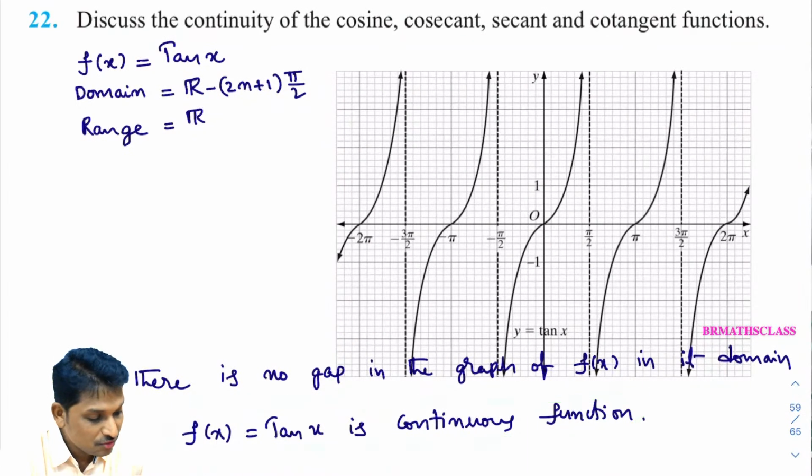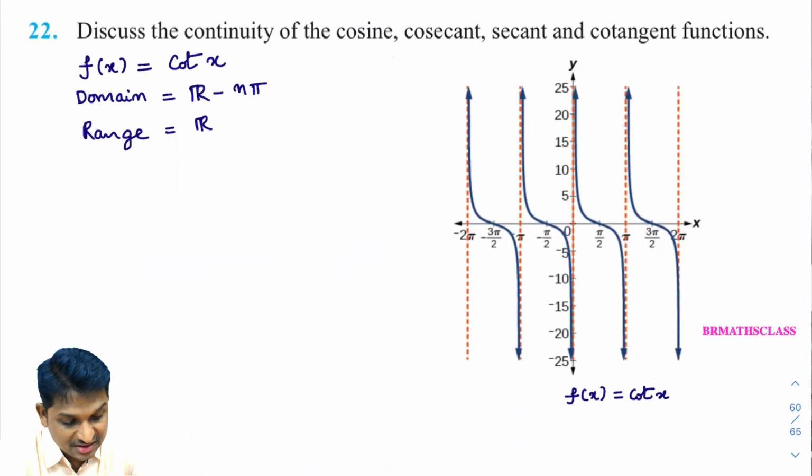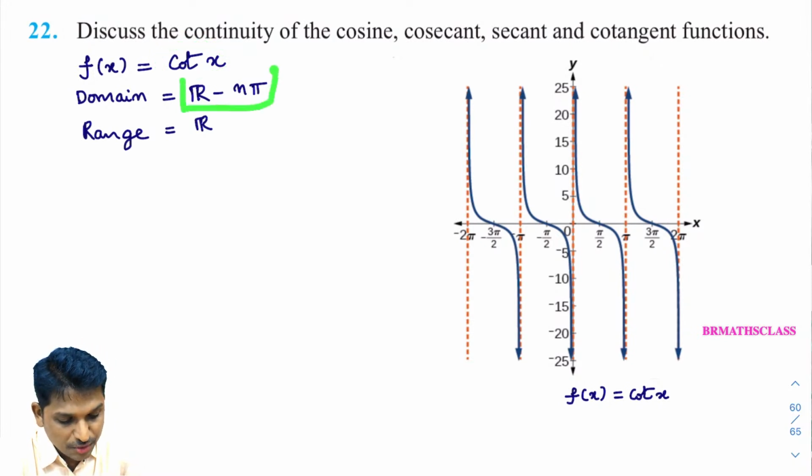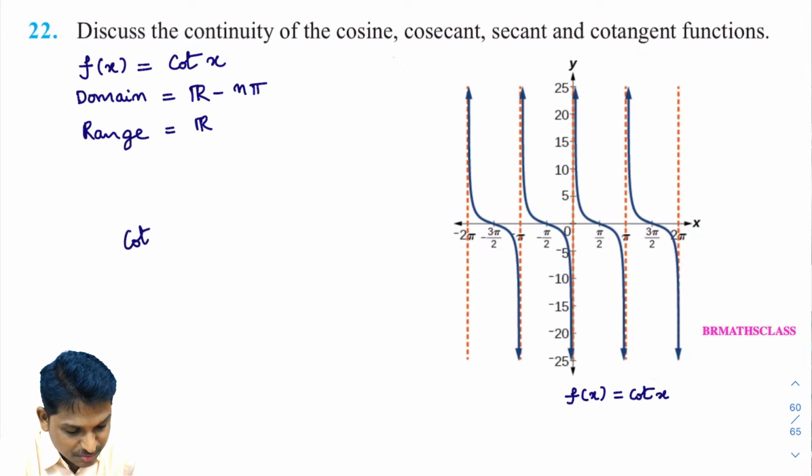Okay, now we'll move to the next one. What is this? This is cot. I am discussing continuity of the cotangent function, cot x. What is the domain of cot x? Domain of cot x is all real numbers except n pi. Here, what is cot x? Cot x can be written as cos x by sin x, that is, cos x divided by sin x.